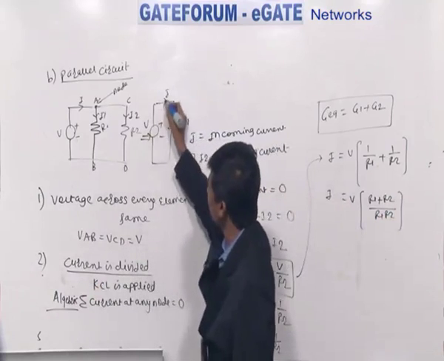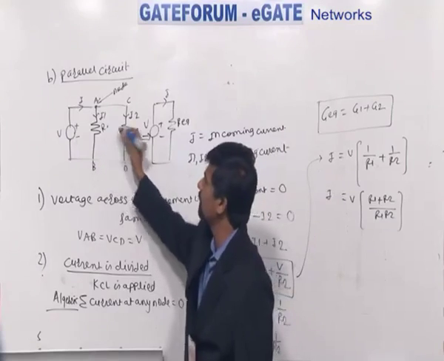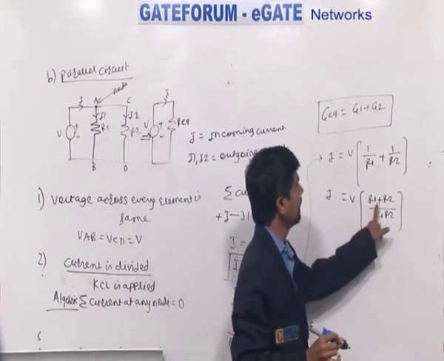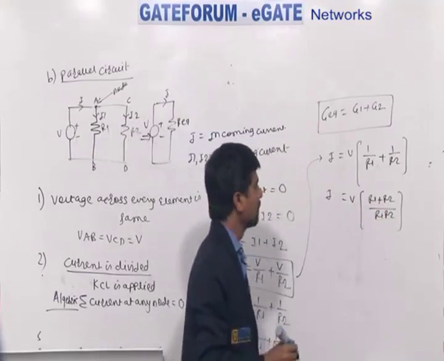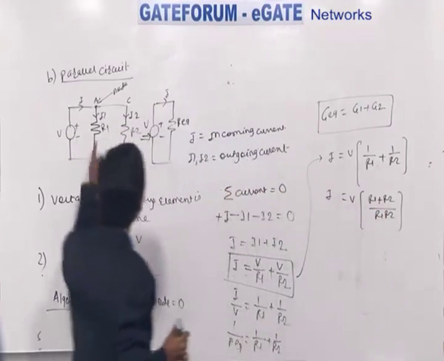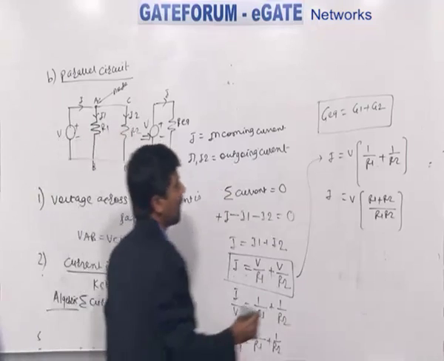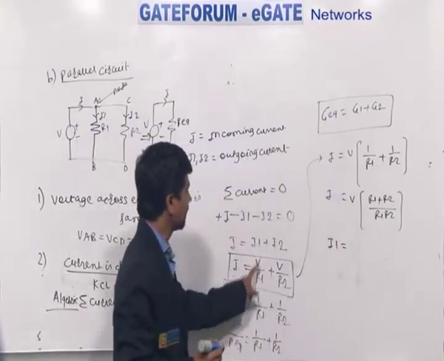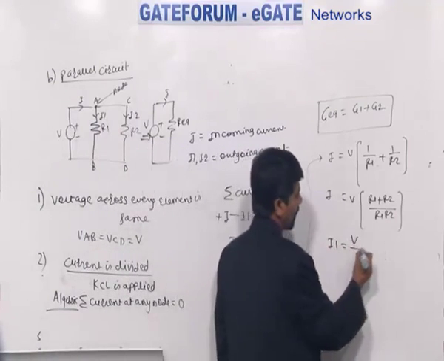Current is flowing from the higher potential battery to the lower potential battery. Two resistors are replaced by a single resistor. So, I is equal to V into R1 plus R2 divided by R1 R2. Now, I want to find out the branch current I1 and branch current I2. What is I1? I1 is equal to V upon R1.